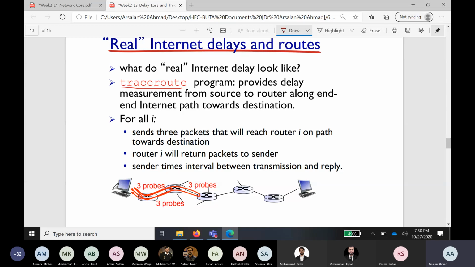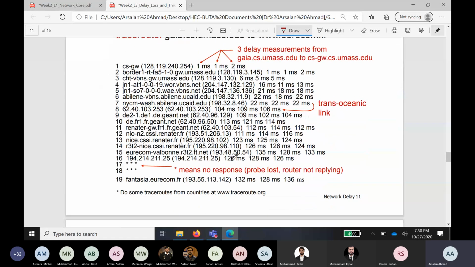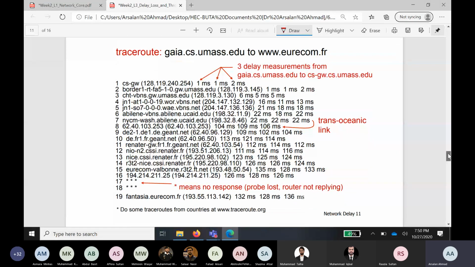And obviously, because it is sending probes to each and every node, it keeps recording the delay of each node, and it produces an output like this. It's a very interesting tool. If you can see, it's a real traceroute between University of Massachusetts and Eurecom France. So these are two universities which are on 2 different continents, and there is the Atlantic Ocean in the middle. Right, so Gambia is on the west side, near the Atlantic.